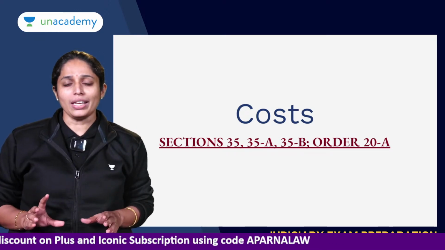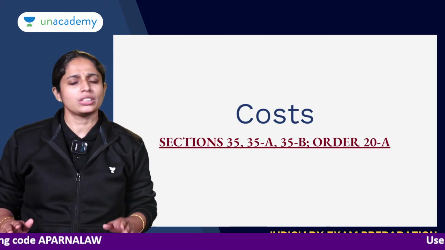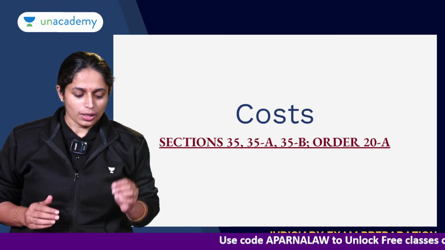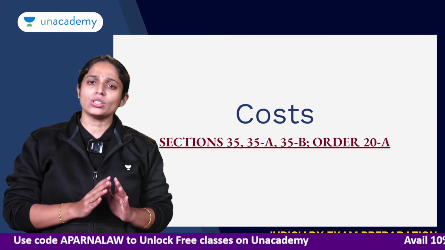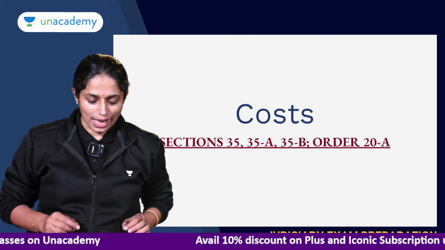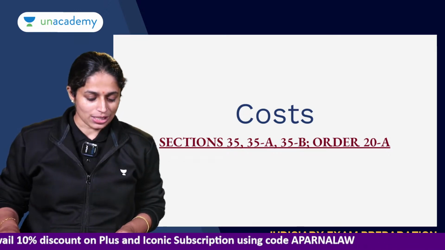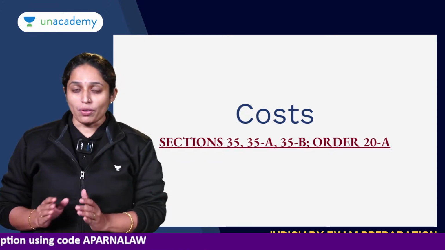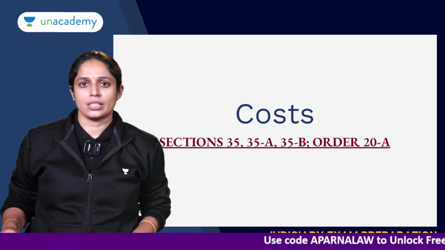So this is something where costs are calculated. There is a particular method. Different states, different high courts, have their own civil rules of practice where they have stated how to calculate the particular cost. In Code of Civil Procedure we have certain guidelines. Those sections, as we can see in the slide, are section 35, section 35A, section 35B, and also some provisions in the first schedule, where order 20A relates to costs.